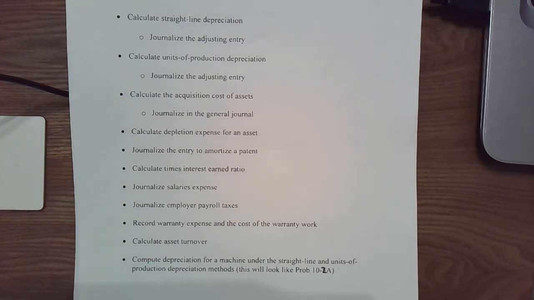You're going to calculate your times interest earned ratio, journalize salaries expense, and then journalize the employer payroll tax. Those both go together. You're going to record warranty expense and the cost of the warranty work. You're going to calculate the asset turnover, and then you're going to compute depreciation for a machine under the straight line and units of production depreciation methods.